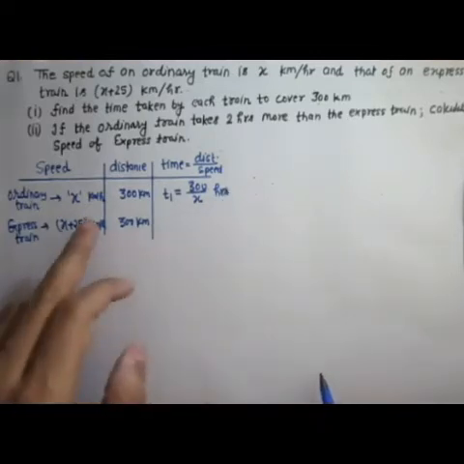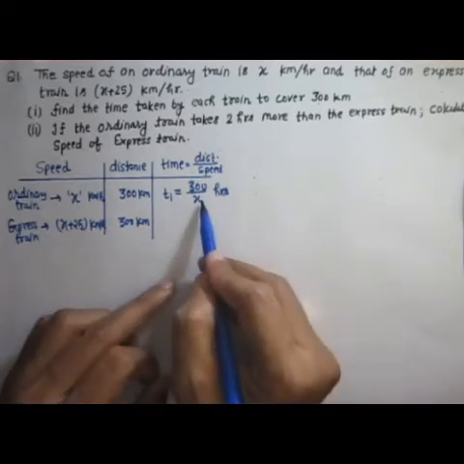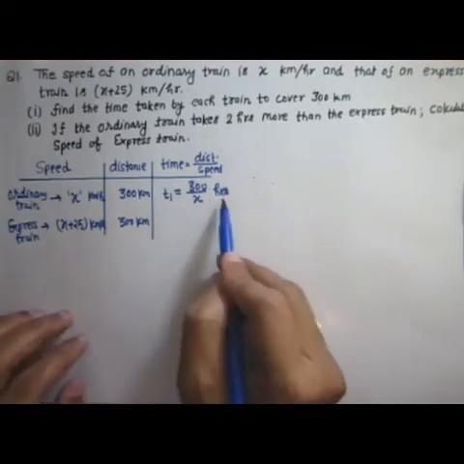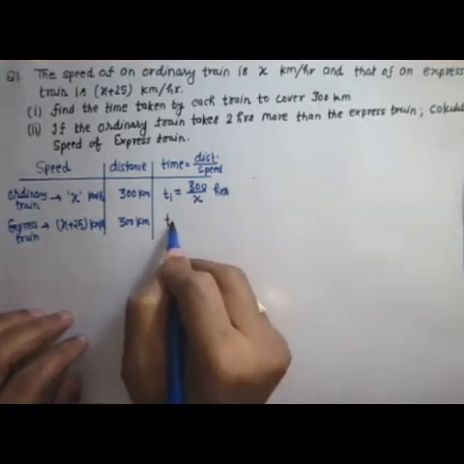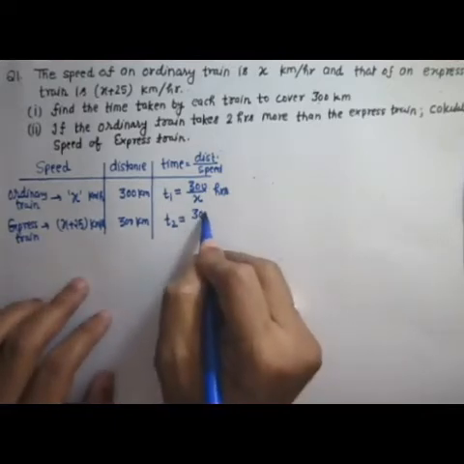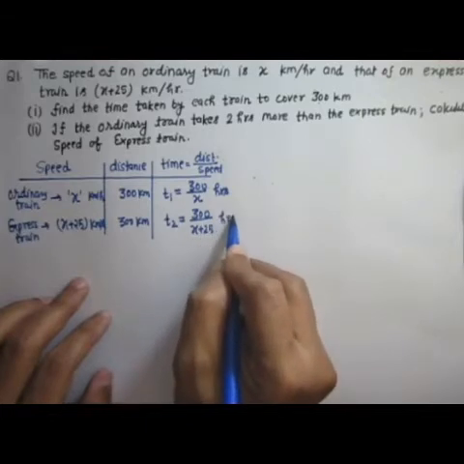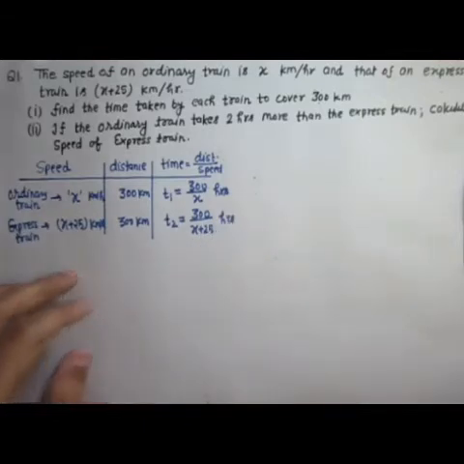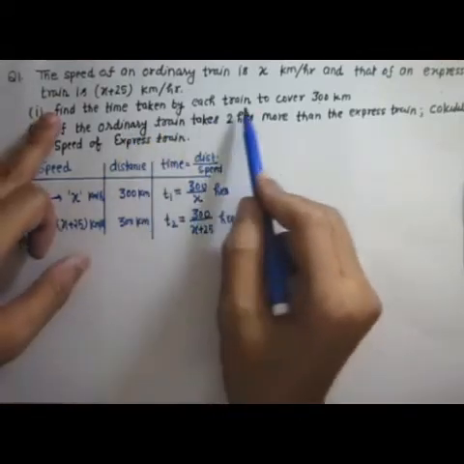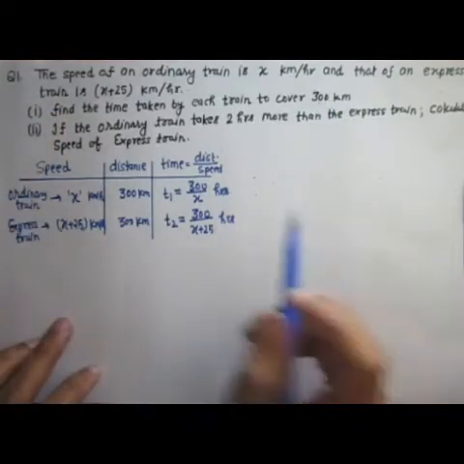Why? Because the unit of distance is kilometer and the unit of speed is kilometer per hour. So ultimately kilometer will be cancelled. So the unit per hour time is hours. Now what is the time taken by the express train? It is distance covered 300 kilometer and the speed is x plus 25 and the unit will be hours. So the first answer will be what? Find the time taken by each train to cover 300 kilometer. So T1 will be this and T2 will be this. This is the answer of the first part.